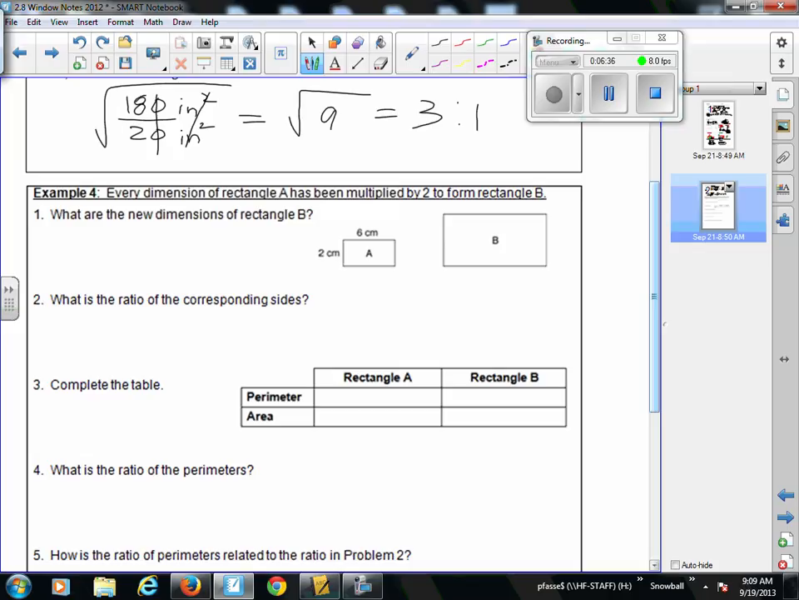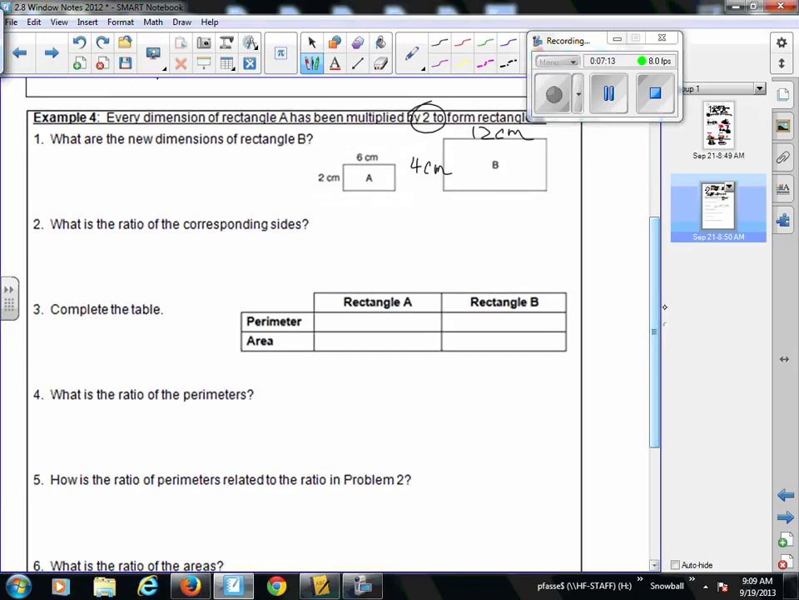Applying this down to number 1, what are the new dimensions of rectangle B? Well, they say that we have a scale factor of 2. Now this one's a little nicer because we have the length and width, or the base and height of the rectangle, rather than having to go from the area. So this is nice and neat. If we have 2 centimeters for A and we're doubling it, that gives us 4 centimeters for B. If we have 6 centimeters for A on the top segment, then we have 12 centimeters for B up here.